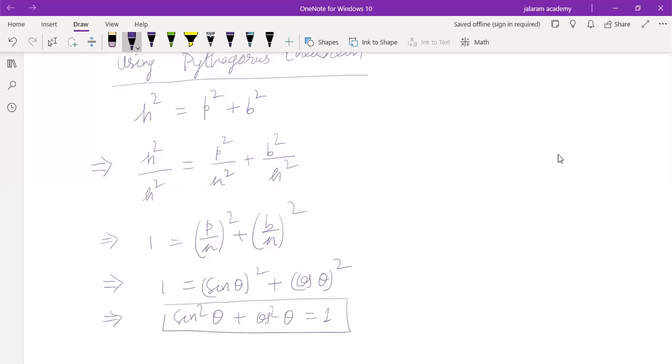So this is the first square relationship. Sin square theta plus cos square theta equals 1. And we have to learn it with this method also: sin square theta equals 1 minus cos square theta.